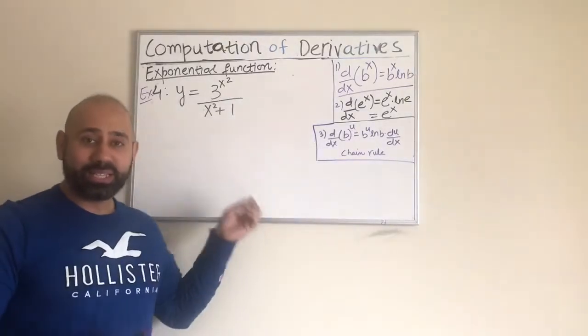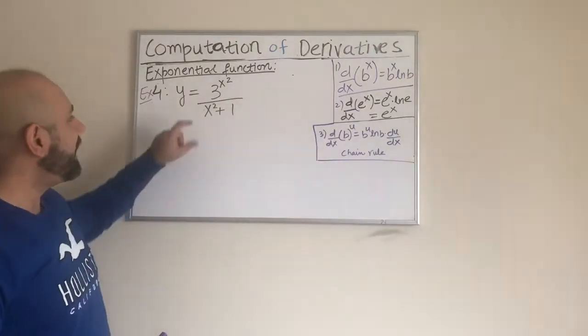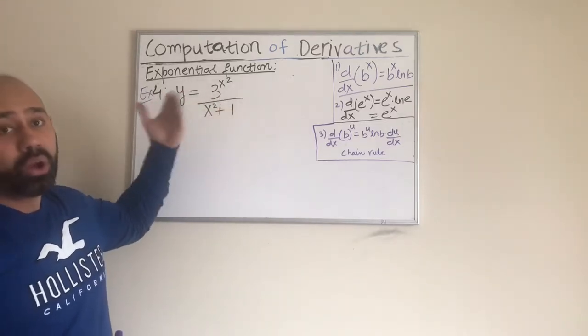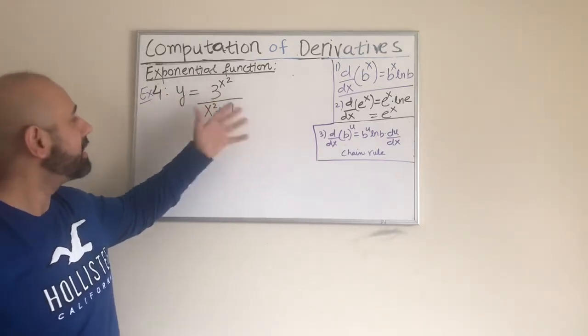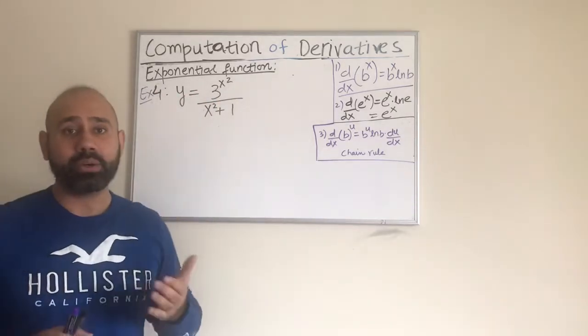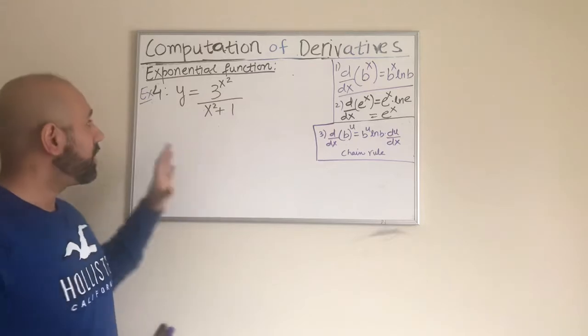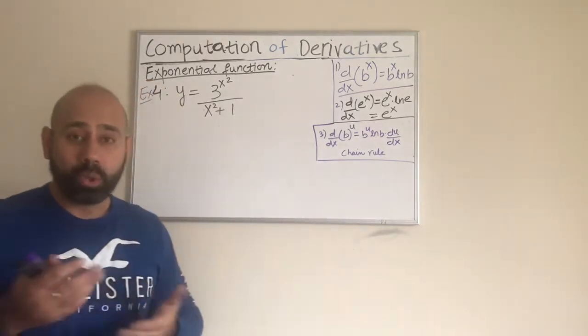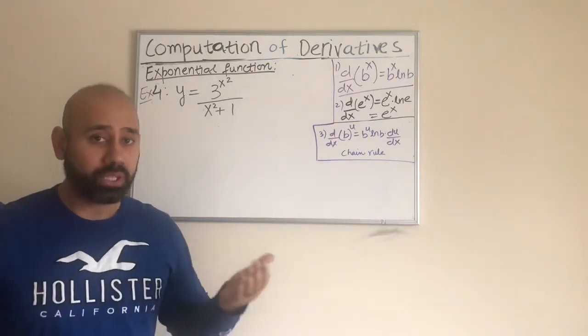Alright guys, now let us look at this example right here. Obviously we can see that it is a ratio of two functions. The numerator is an exponential function of the form b to the power some x. In this case it's 3 to the power x squared, and then the denominator is just a quadratic function, an algebraic function. So guys, in order to find the derivative of this function, we can see that it is a quotient. So we got to start by using the quotient rule.